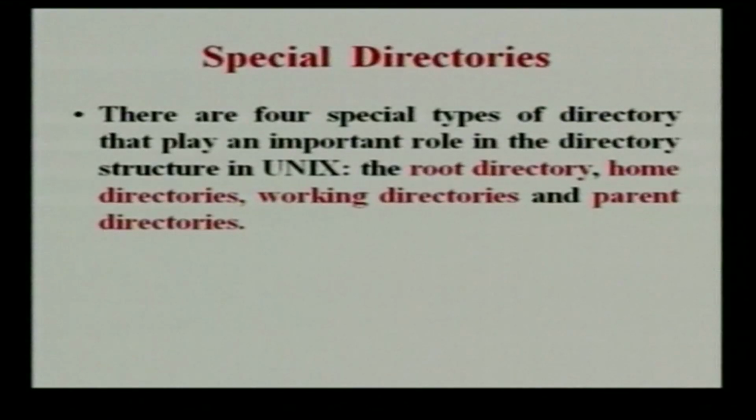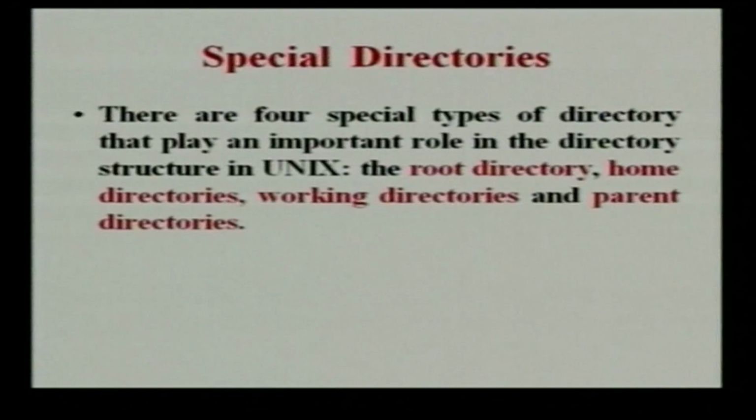And in Unix, there are four special types of directories that play an important role in the directory structure. They are the root directory, the starting point, home directories, working directories, and parent directories. Okay. So these are some of the directories that Unix specifies.